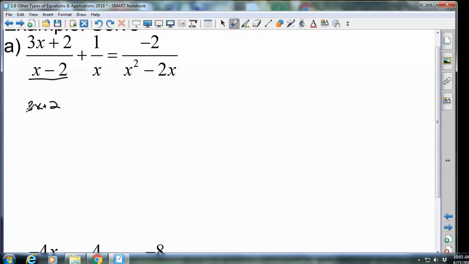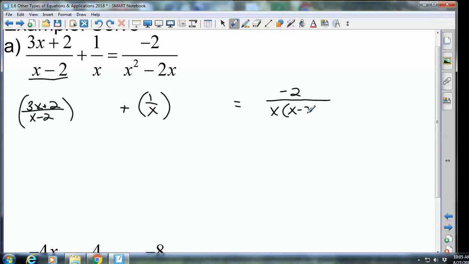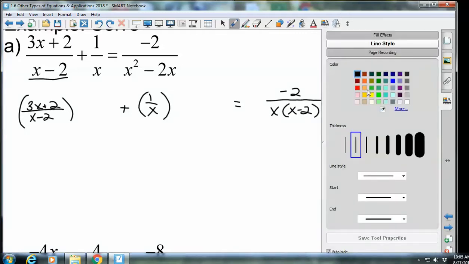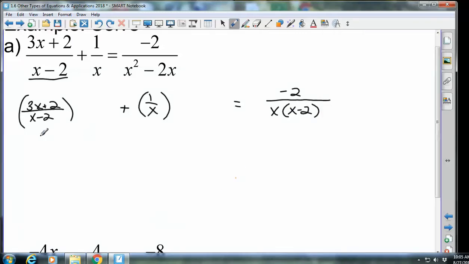I can't do anything with x minus 2, so this first one is just going to stay. 1 over x, can't do anything with that. But what can you do with x squared minus 2x? Okay, I'm going to call it an x, and that would leave me with an x minus 2.